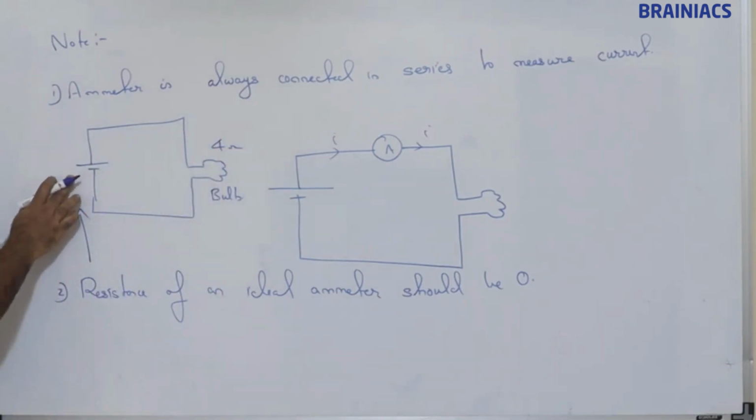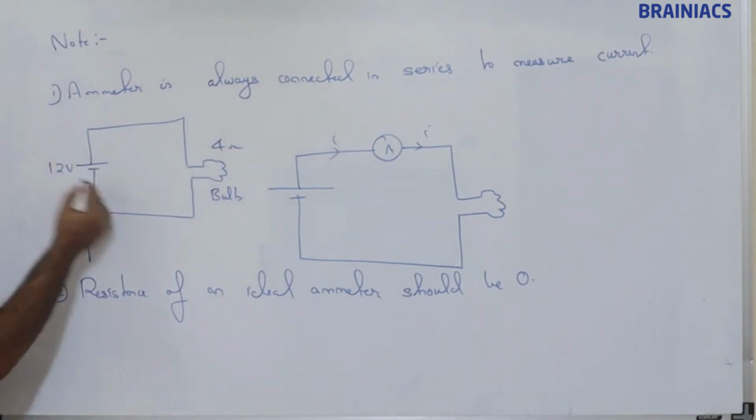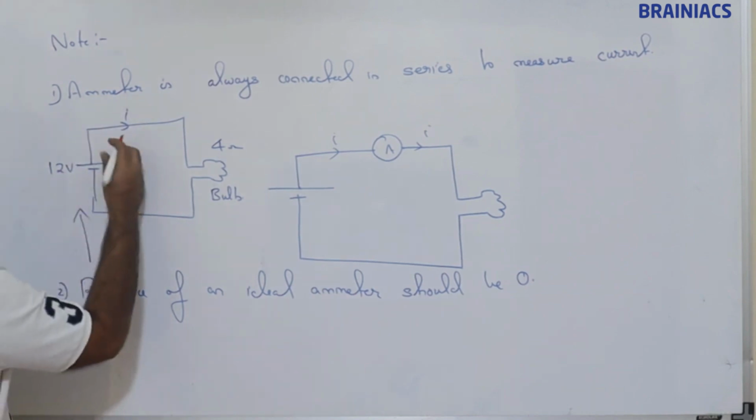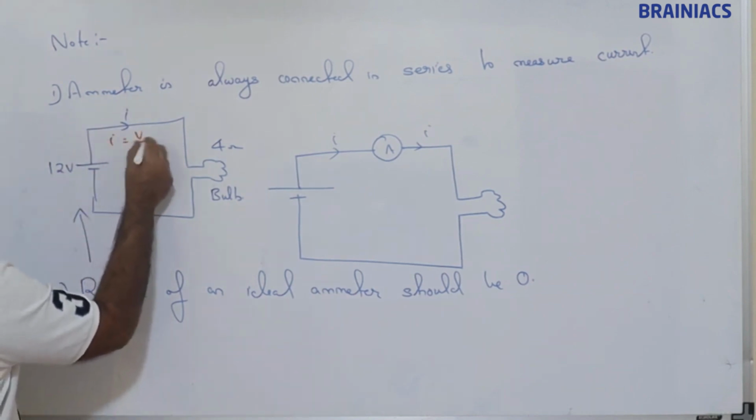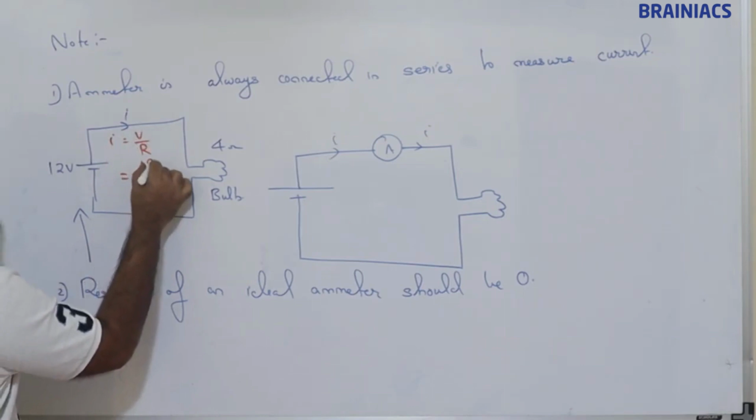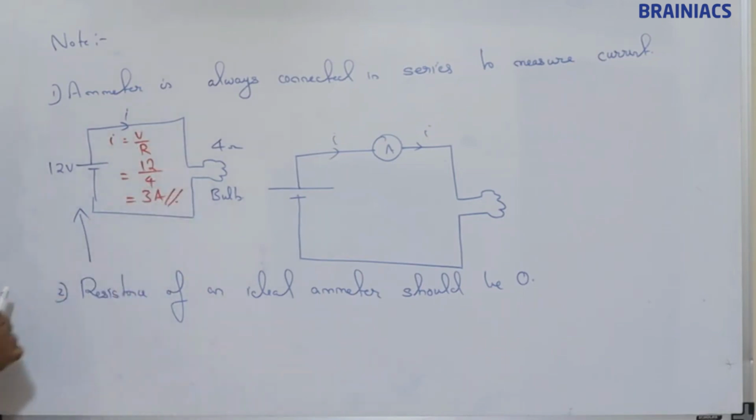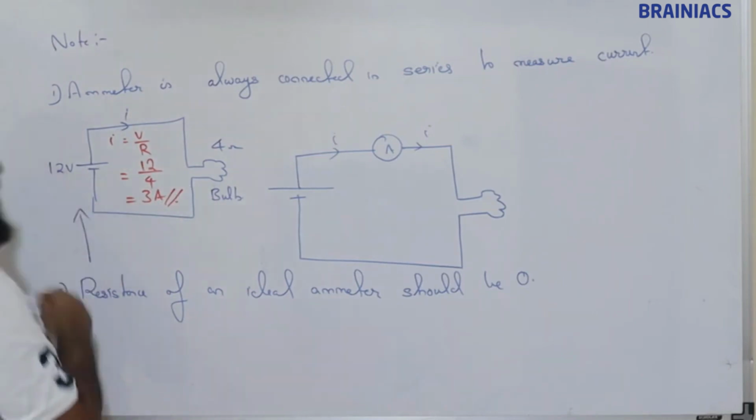Suppose this battery is 12 volt. So current I will be passing through this. What is the value of this current? This I is equal to V by R. We can say 12 by 4. This is going to be 3 ampere. 3 ampere current will be passing through this.